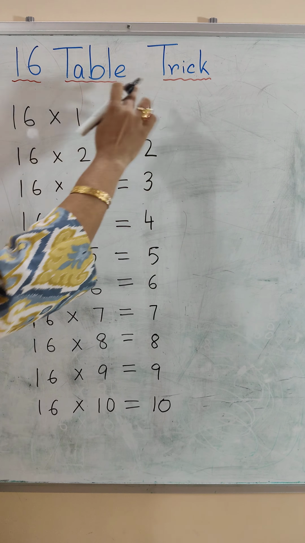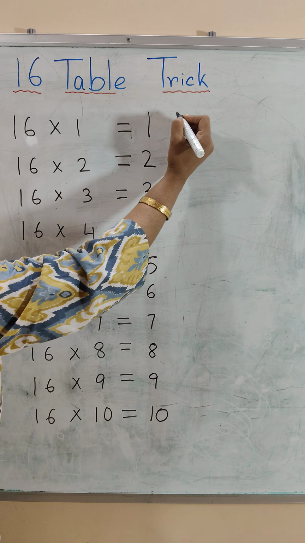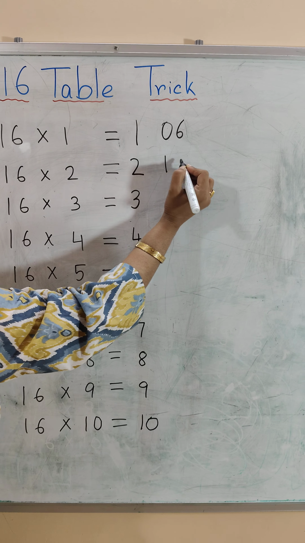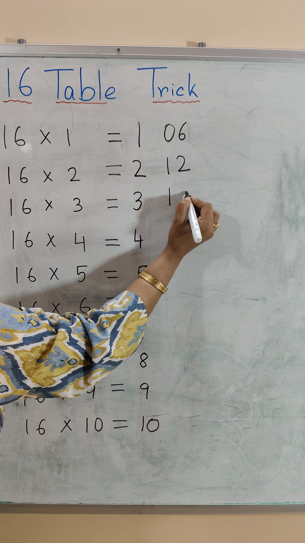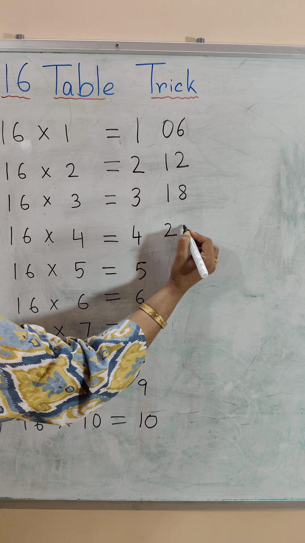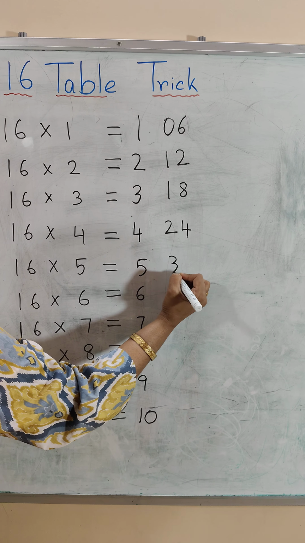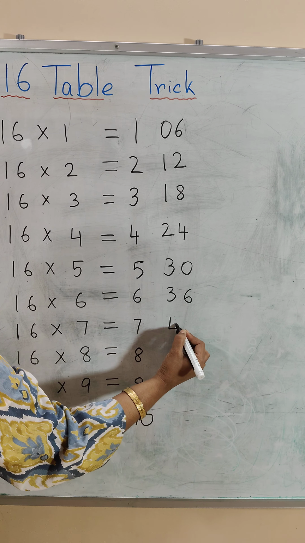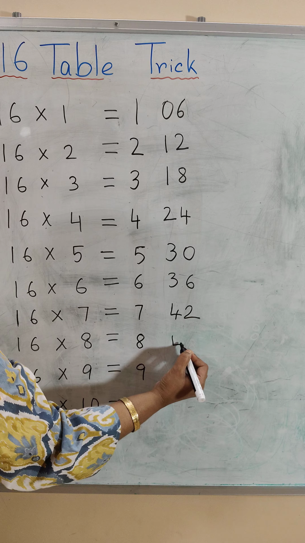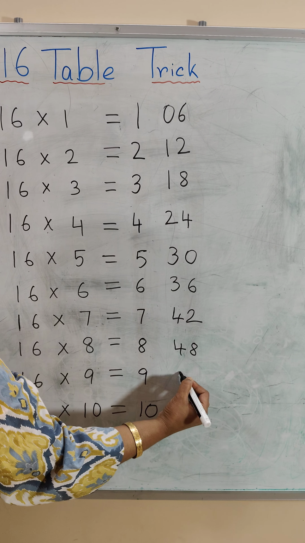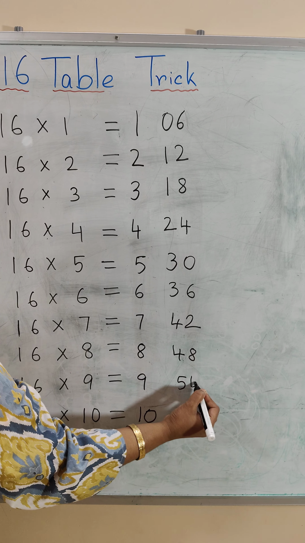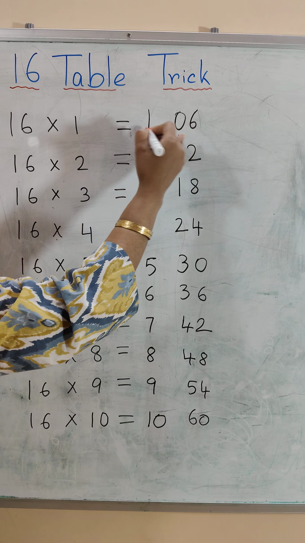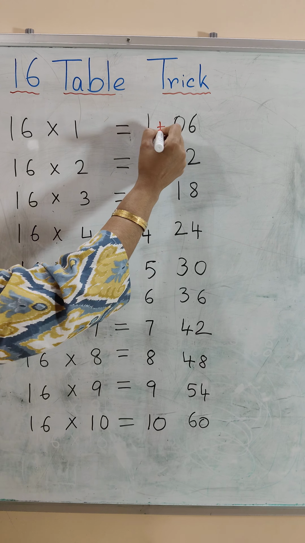Now we will write the 6 times table. 6 ones are 6. 0, 6. 6 twos are 12. 6 threes are 18. 6 fours are 24. 6 fives are 30. 6 sixes are 36. 6 sevens are 42. 6 eights are 48. 6 nines are 54. 6 tens are 60. Now we are going to add the tens place to the 1 times table.